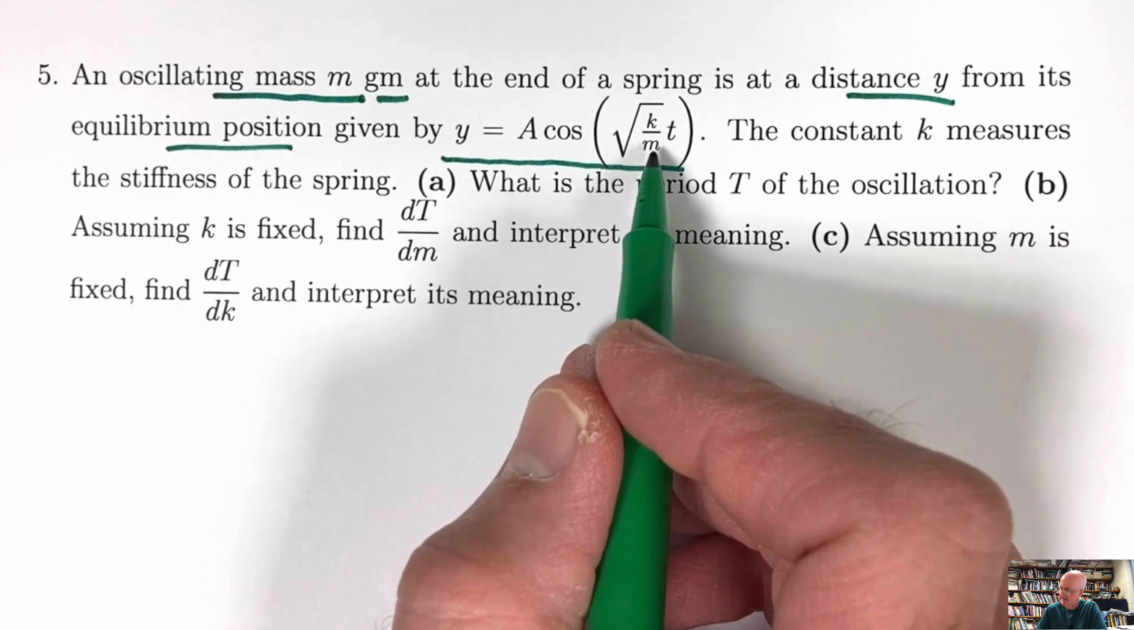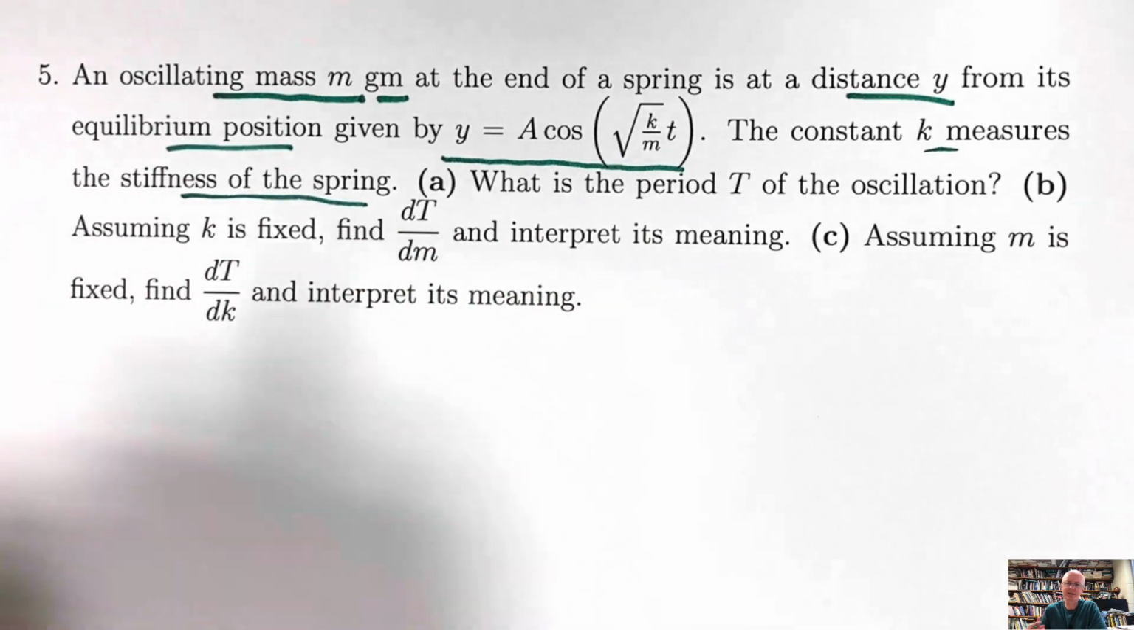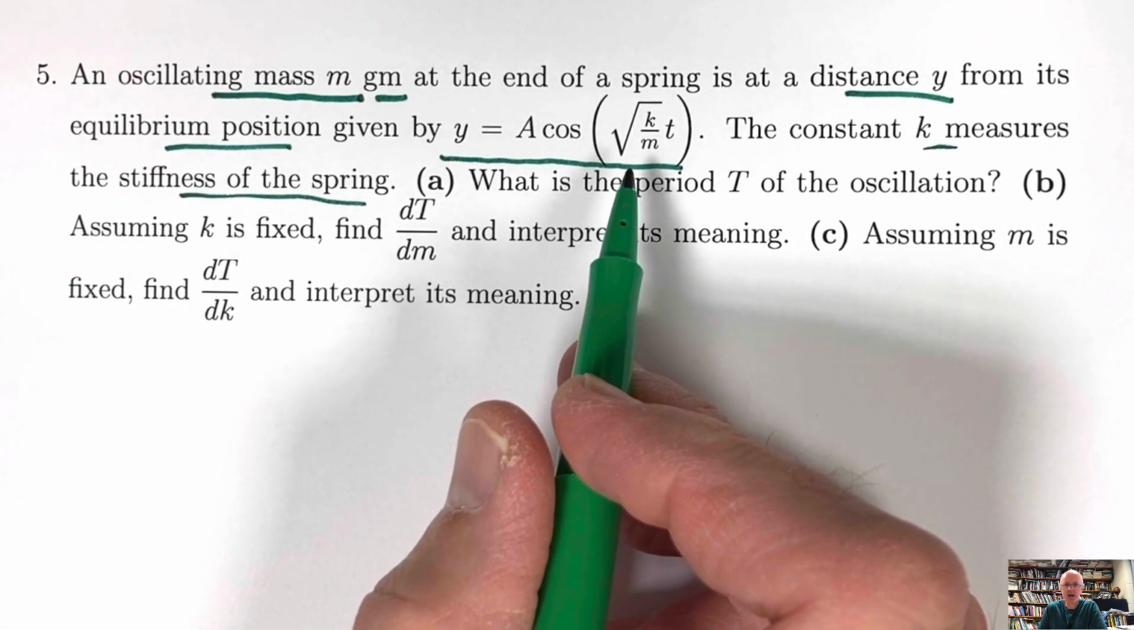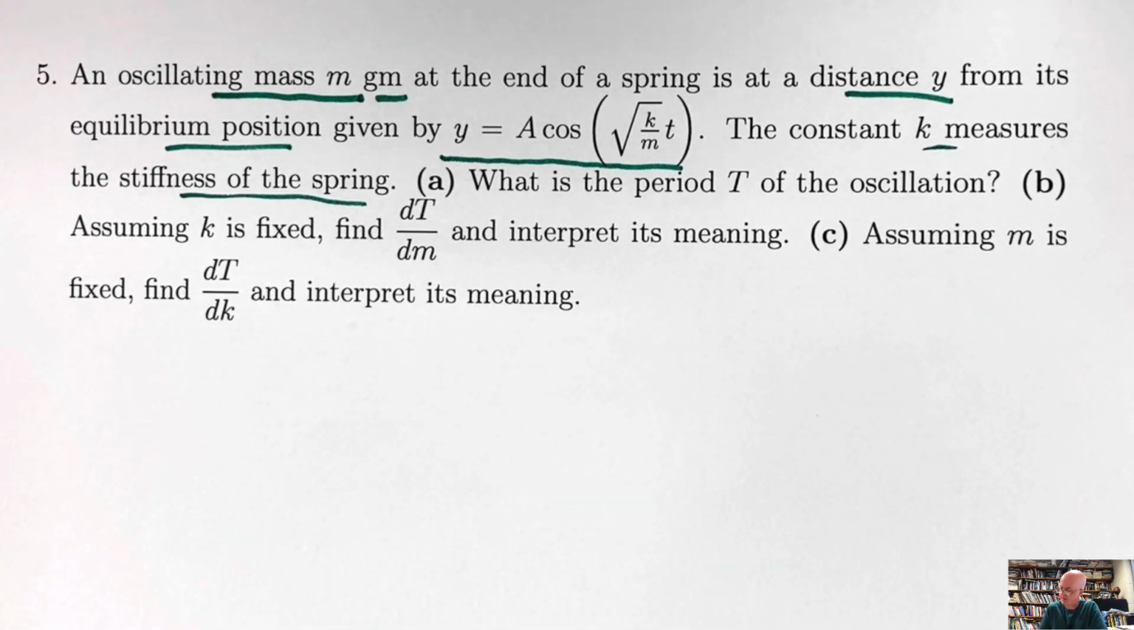And then you have this factor of t in there, square root of k over m. m is the mass. k measures the stiffness of the spring. The stiffer the spring, sort of like you might think the thicker it is, it's got a very strong restoring force. k is large, that's a very stiff spring. And if k is small, that's not so stiff, like a slinky, you might say. Not a very stiff spring, not a very strong restoring force.